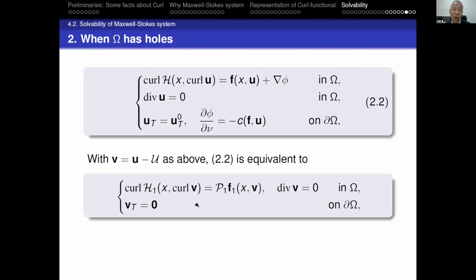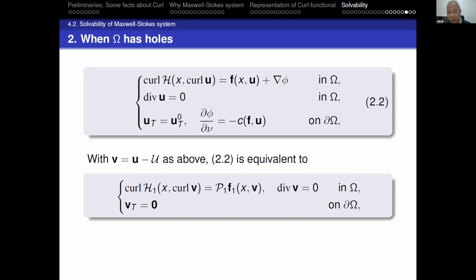Okay, now if omega has holes, then we have to consider the Neumann boundary condition. Again, you give one U, you let the right side, you let phi. If this equation holds, then the left side is divergence free, and the right side is also divergence free. And it gives you the equation for phi. And then we must have this type of boundary condition for phi.